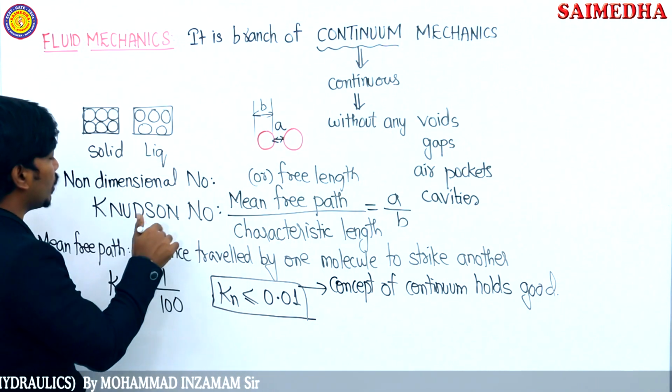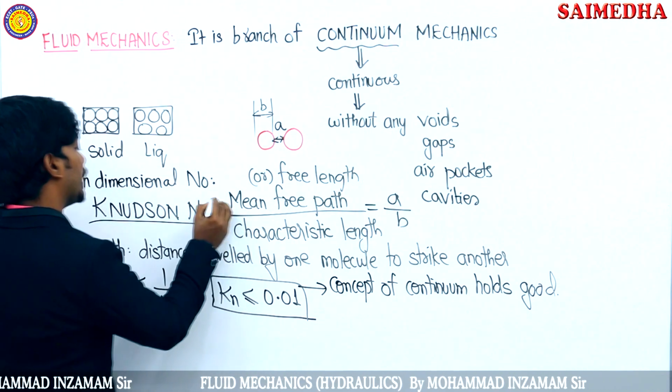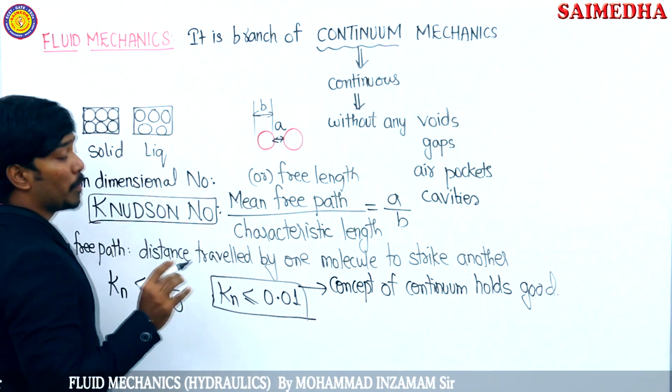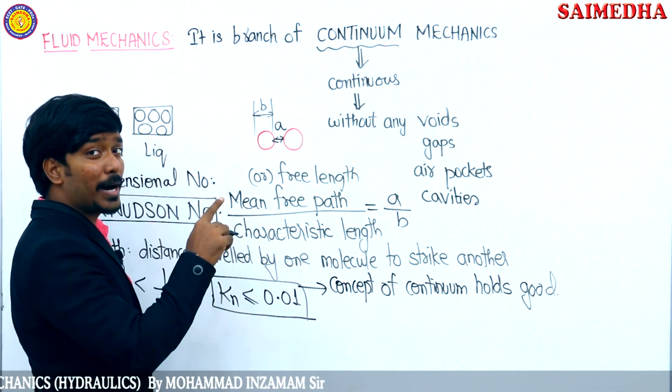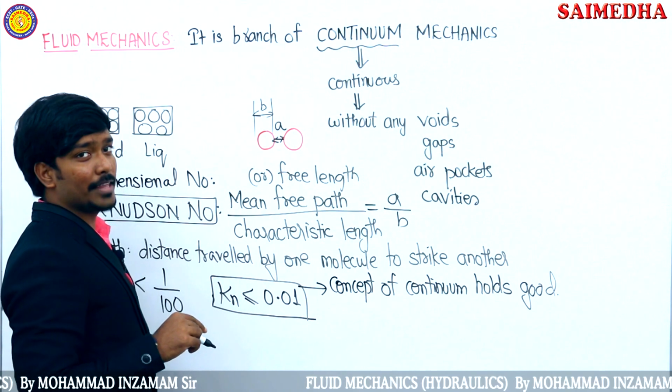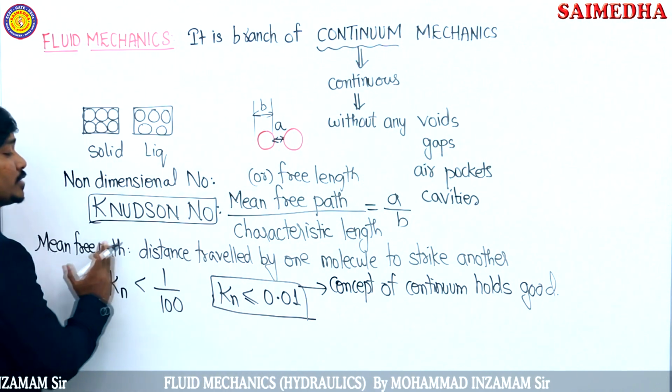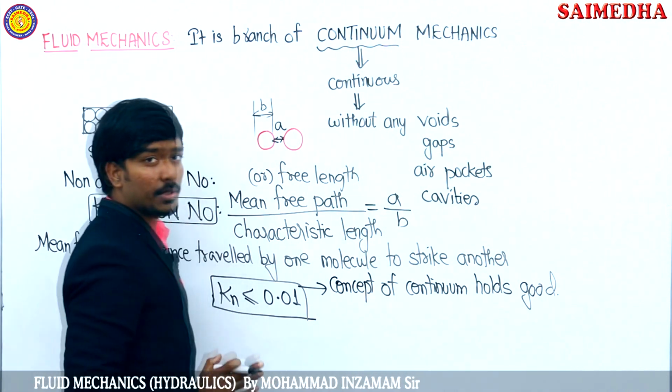That number is called as what? Knudsen number. That number is called as which number, guys? Knudsen number. Knudsen number formula is what? Mean free path divided by characteristic length. What is the meaning of mean free path? Distance travelled by one molecule to strike another molecule.